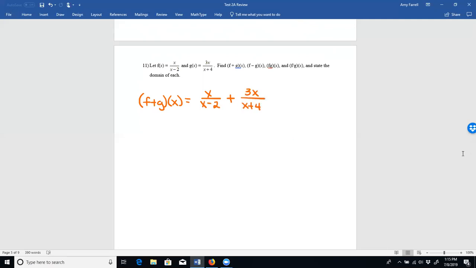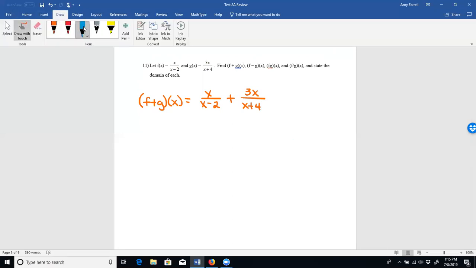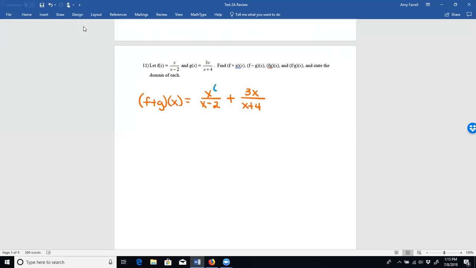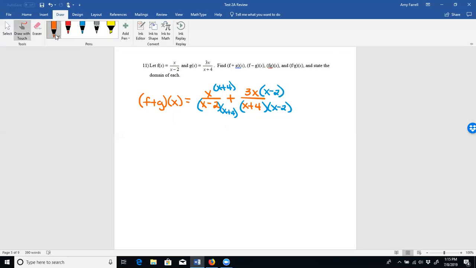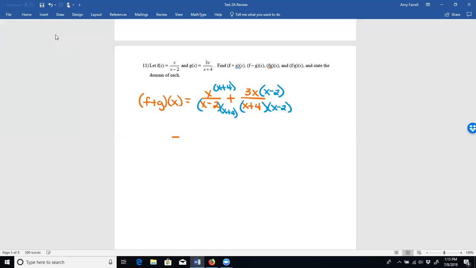When adding, I need a common denominator. So I'm going to multiply the first rational expression here by x plus 4, top and bottom. Second one gets multiplied by x minus 2. Now I'm going to choose to distribute in the next step, but you can distribute whenever.